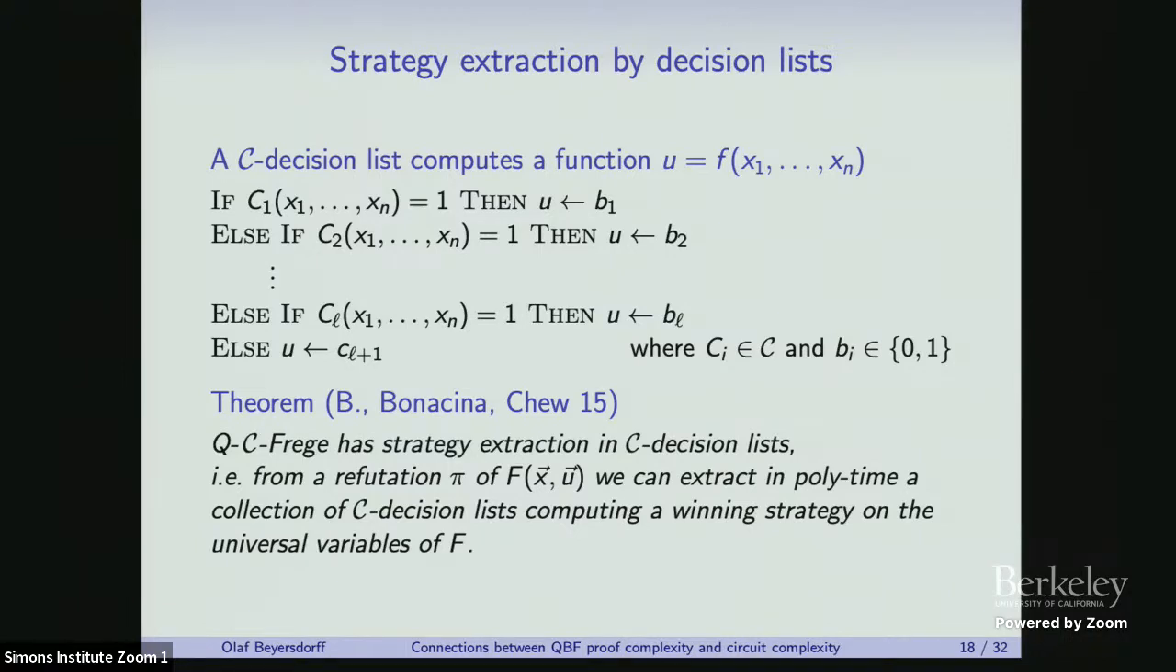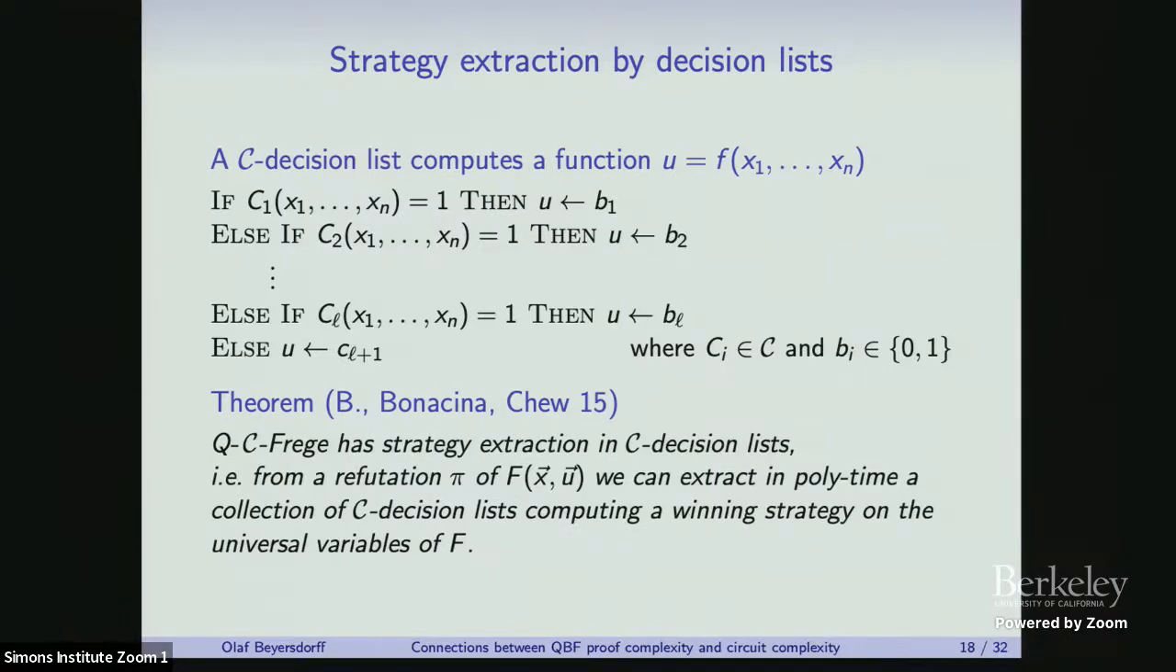The heart of this is this paradigm of strategy extraction, which is really unique for QBF, and you don't have a propositional analog of this. So what is strategy extraction? That corresponds to this two-player game I defined before. Whenever you have a false formula, there must be a winning strategy for the universal player.